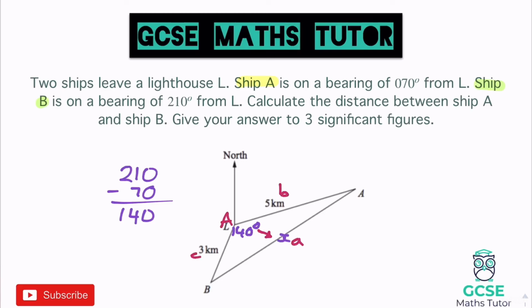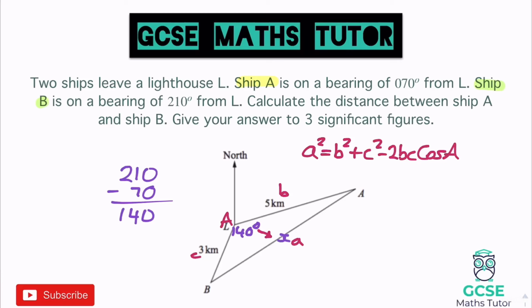Again, don't worry about the fact that they've labelled the corners of the vertices of the triangle with A's and B's. When it comes to using the cosine rule, you label it as you want. So using the cosine rule, and thinking about what that is again, we've got a squared equals b squared plus c squared minus 2bc cos A. There we go.